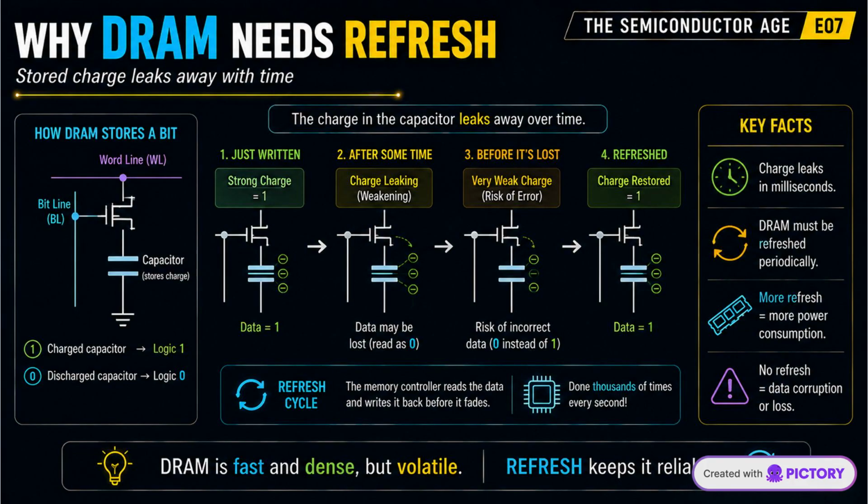DRAM stores information as electrical charge, but that charge slowly leaks away. Without intervention, the stored data would eventually disappear. Memory controllers therefore refresh DRAM cells repeatedly, restoring their charge before it becomes too weak. This refresh process allows DRAM to remain reliable while operating at high density.